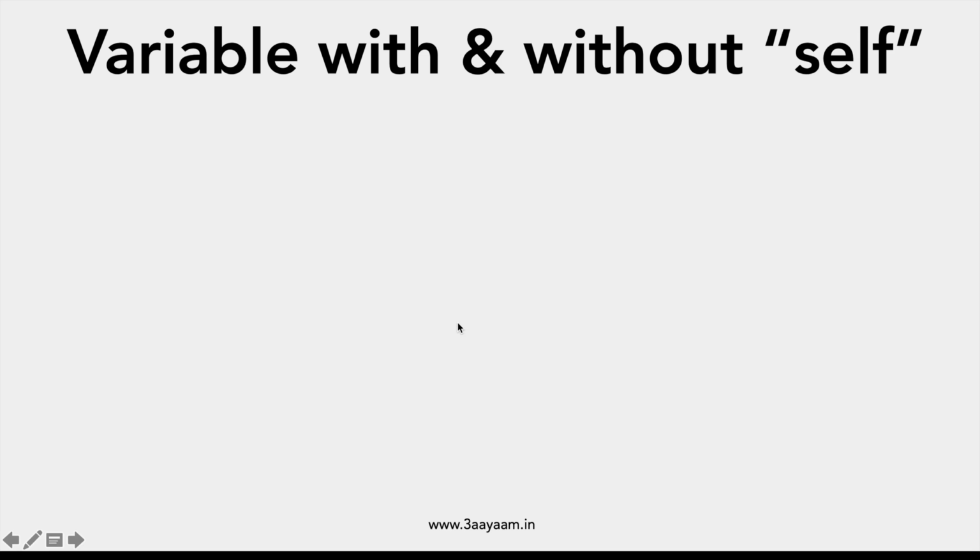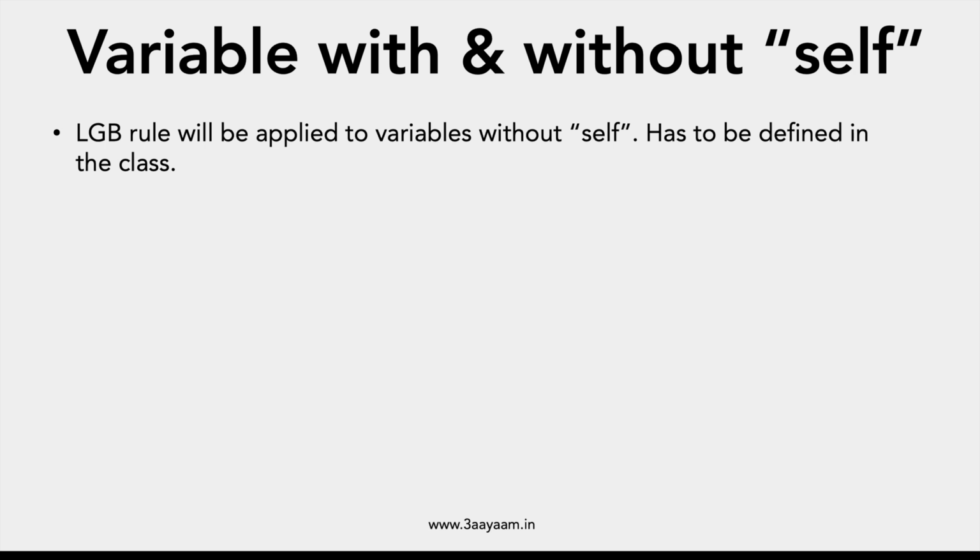Now you know what self is and how important this particular keyword is. Self contains the location in memory where the variable or the object has been stored, and that location is passed to the methods or the functions that we define inside of the class. Not only that, we can have variables without self also inside of a class. The LGB rule will be applied to the variables which are defined without self, and they have to be defined in the class, not inside of a method.